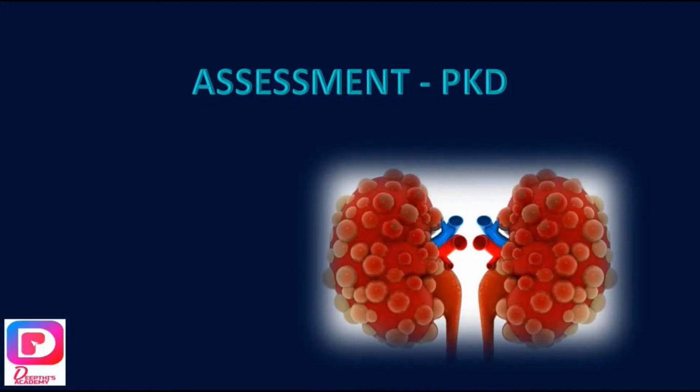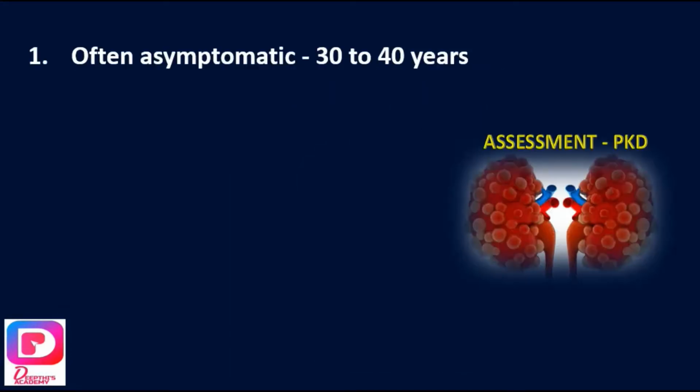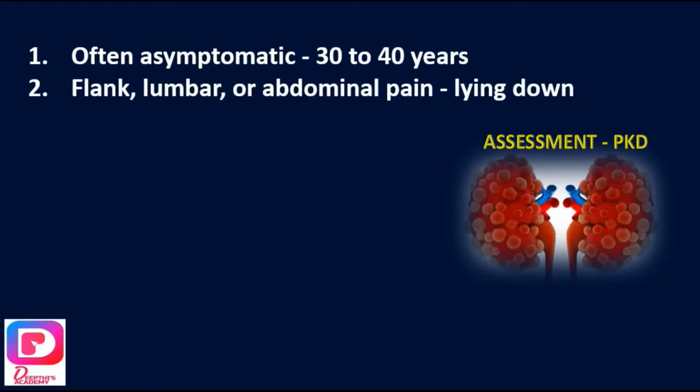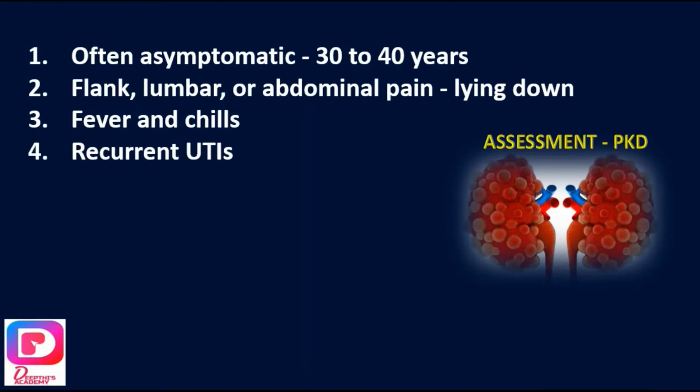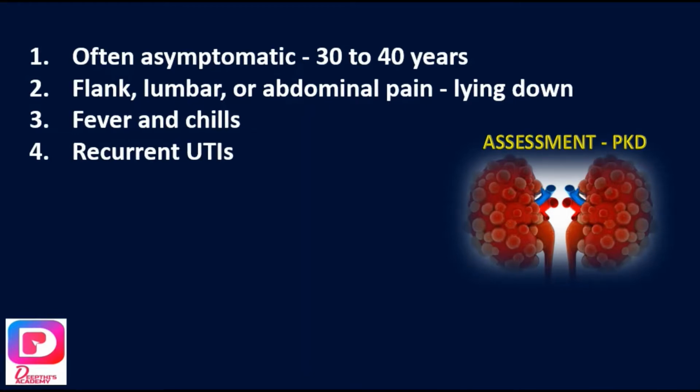Let's see the assessment of patients with PKD. They may often be asymptomatic until the age of 30 to 40 years. Flank, lumbar or abdominal pain that worsens with activity and is relieved while lying down. Fever and chills. Recurrent UTI. Urinary tract infection is more common and frequent.